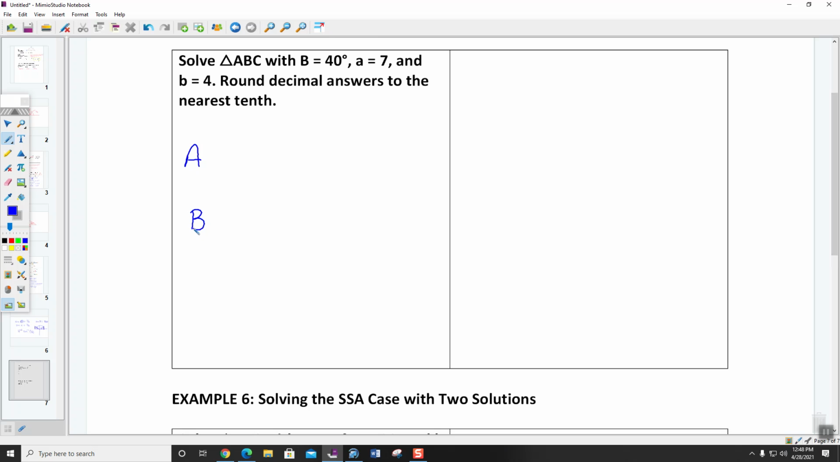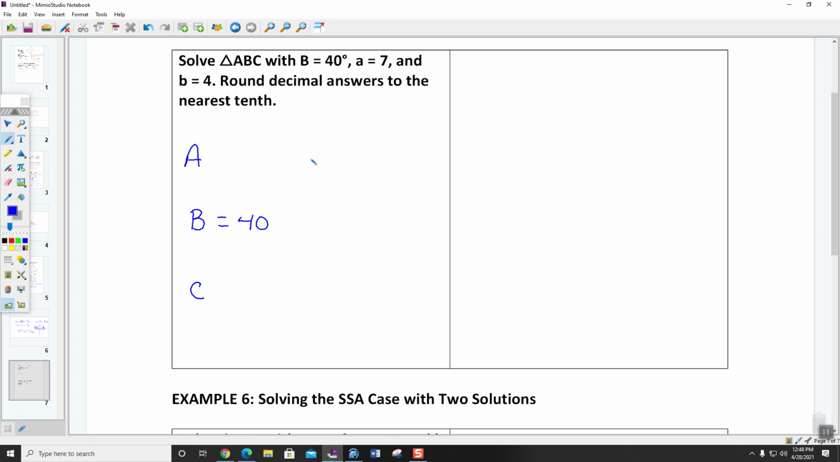Okay, when you only know one angle, that sets up a possibility to be a situation where there's 0 solutions, 1 solution, or 2 solutions. This example is going to have just no solution, and I'll show you why.